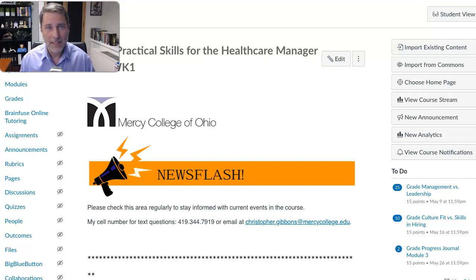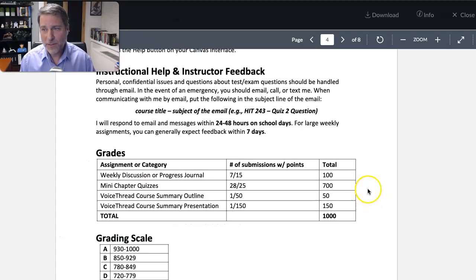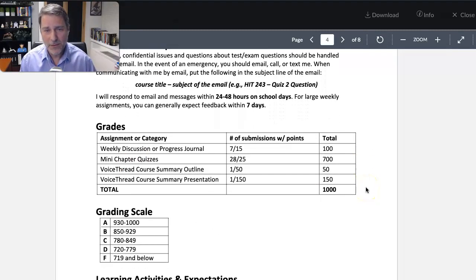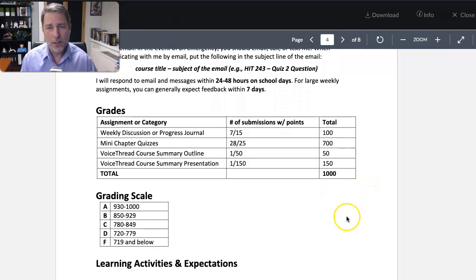So with this class, we have the syllabus, and I've already scrolled down to this section. Let's take a look at this particular area, because this is sort of the meat and potatoes. How you're going to get your successful grade in the course is all pretty much right here. Now let me talk about these assignments.